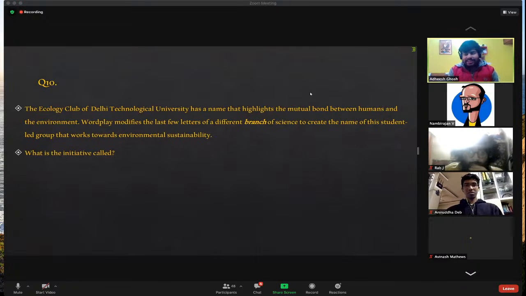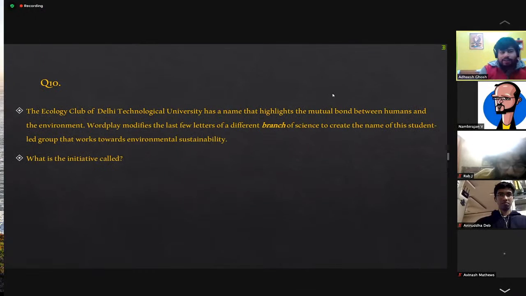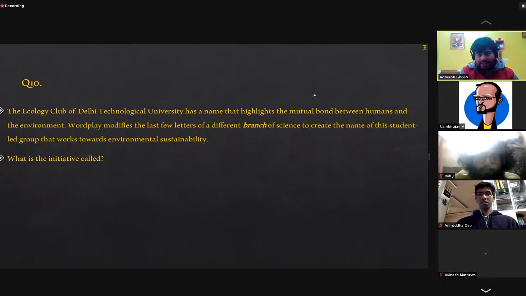Branch is somewhat italicized there. So it's a different branch of science, and the name of that branch of science, you are changing it slightly so that it also highlights the mutual bond between people and the environment. And in the sense of how nowadays most environmental or ecological movements ask you to take care of certain things, so what are those things, and so on and so forth. So just put those two together, and you can come up with an answer. Mind you, the last few letters only of the other branch of science.